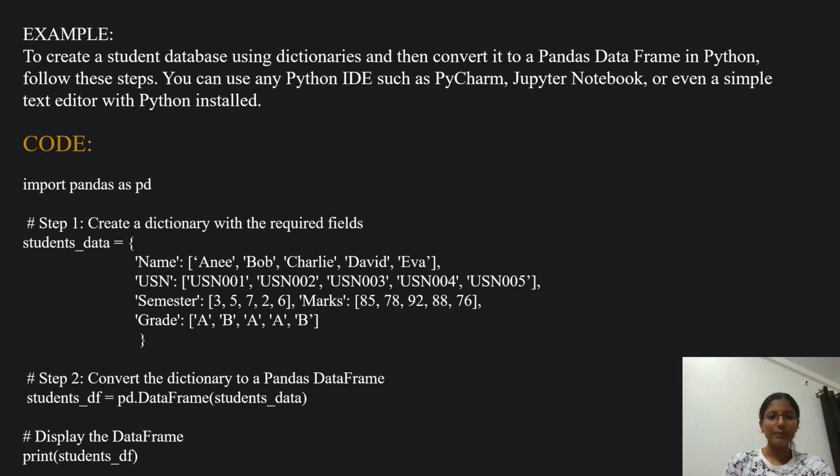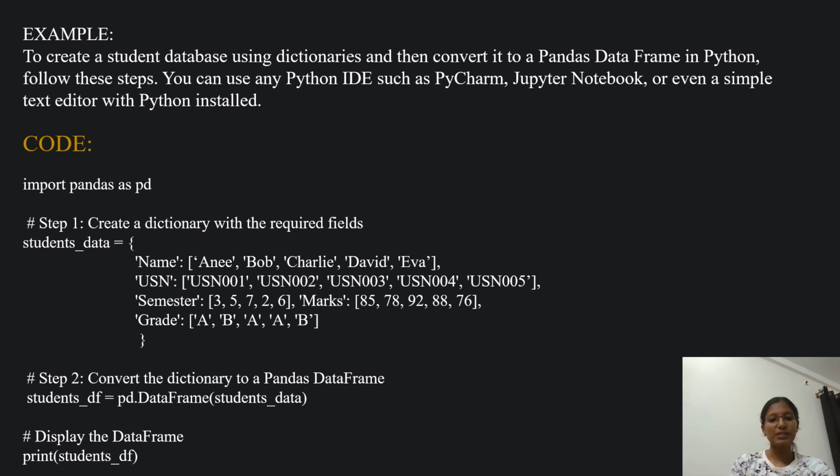Import pandas as pd. Then step one is to give the data, the entire data of all the students, like the name of the student, USN of the student, semester, and grade of the student. Here the marks also must be included. Yes, here are the marks. Okay, included. Then step 2 is to convert the dictionary to a pandas data frame.